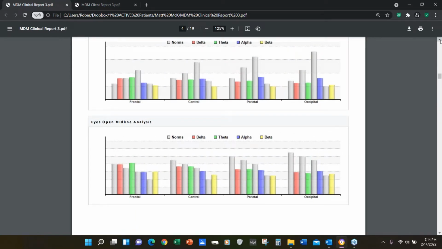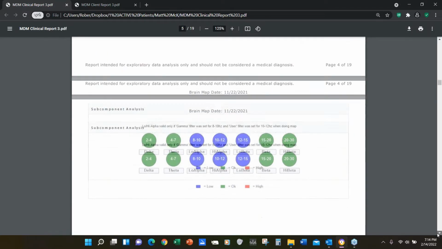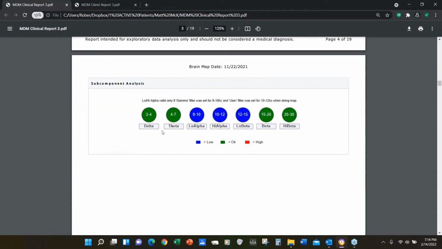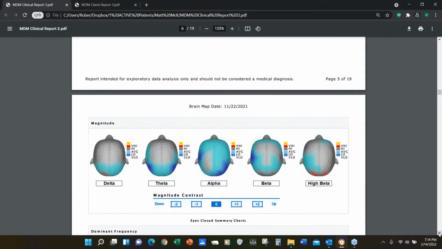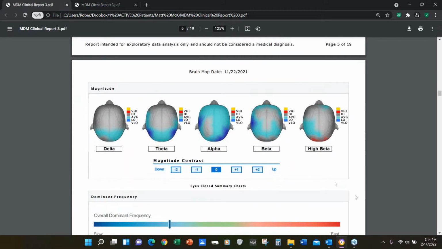So then you have your subcomponent analysis. It just tells you whether each particular band that you see here, the delta, theta, low alpha, low beta, beta, high beta, is high or low. Then you have your head maps, and the top piece is the power, the magnitude, if you will. Then you have your dominant frequency, and with the new mapping system, we have the slider bars, which a lot of us like because it's easier to show this to a client and say, you're a little bit on the slow side. Typically, maybe you don't sleep well, or if you have some fast beta, that's typically associated with anxiety or what have you.